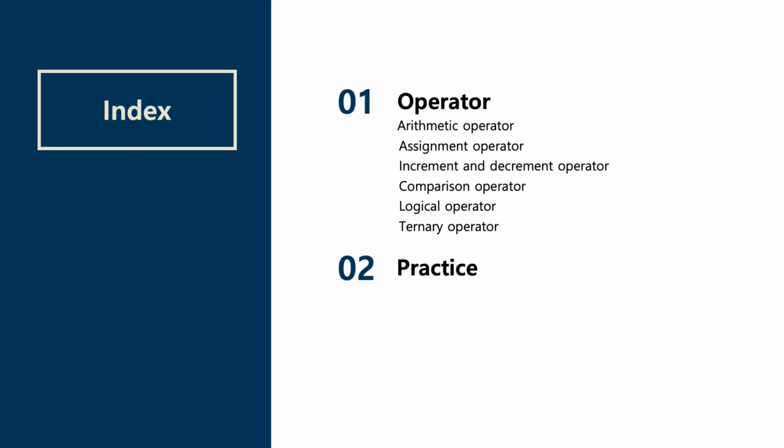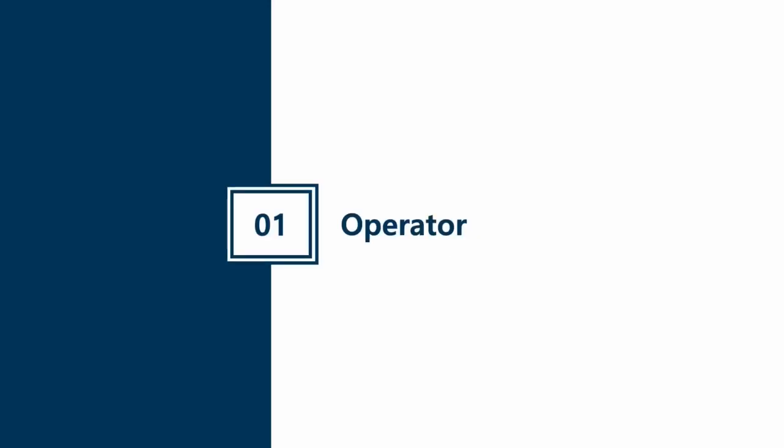In the first section, we are going to learn 6 operators: arithmetic operator, assignment operator, increment and decrement operator, comparison operator, logical operator, and ternary operator. Then we are going to solve one example and wrap it up. Let's start with operators.